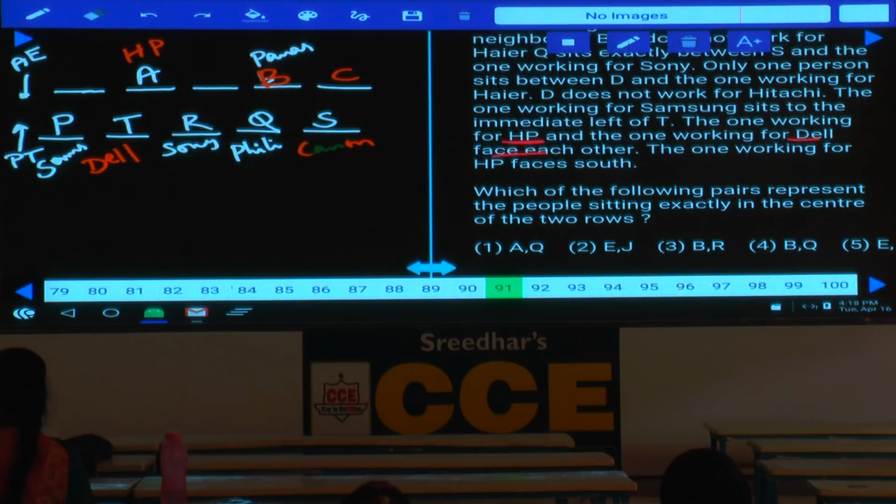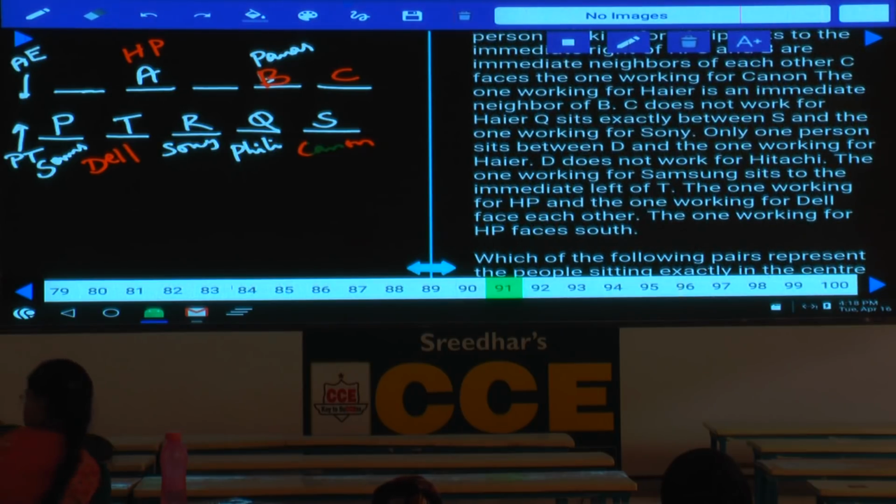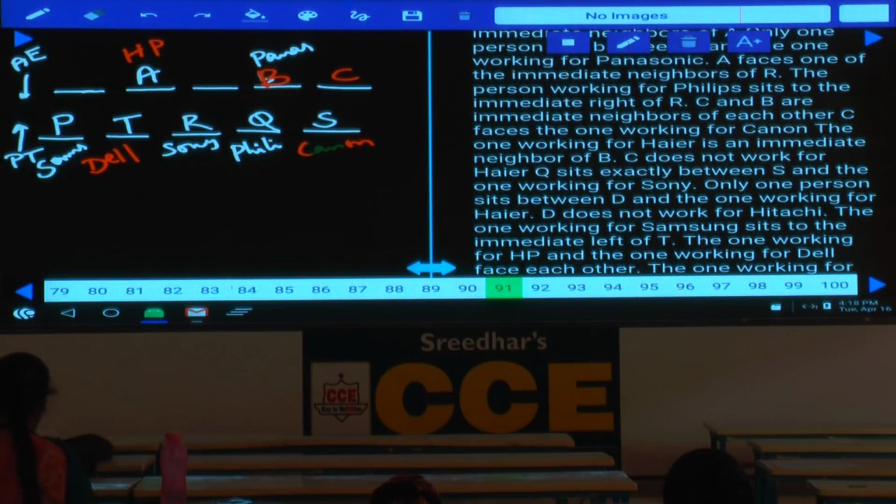Then D does not work for Hitachi, and there's one more piece of information. What is that information regarding this Hitachi? C faces the one working for Canon. The one who is working for Hitachi is an immediate neighbor of B. Hitachi is an immediate neighbor of B. Either this person is an immediate neighbor of Hitachi, or this C might work in Hitachi.